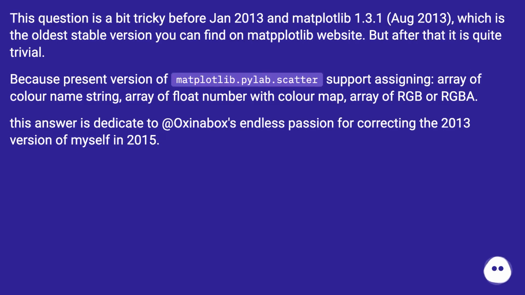This question is a bit tricky before January 2013 and Matplotlib 1.3.1, August 2013, which is the oldest stable version you can find on the Matplotlib website. But after that it is quite trivial. Because the present version of matplotlib.pylab.scatter supports assigning an array of color name strings, an array of float numbers with a color map, an array of RGB or RGBA. This answer is dedicated to Oxinabox's endless passion for correcting the 2013 version of myself in 2015.